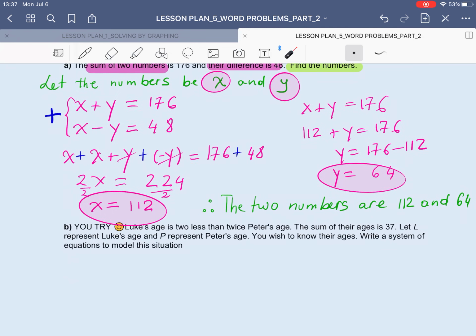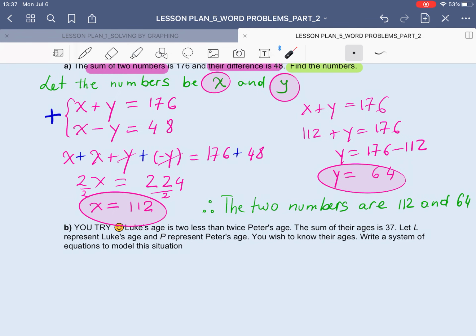Now, in the next example, we have Luke's age is 2 less than twice Peter's age. The sum of their ages is 37. And we want to let L represent Luke's age and P Peter's age. And we wish to know their ages. So we have to write a system of equations to model this situation.